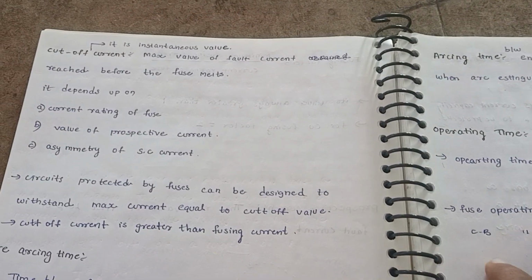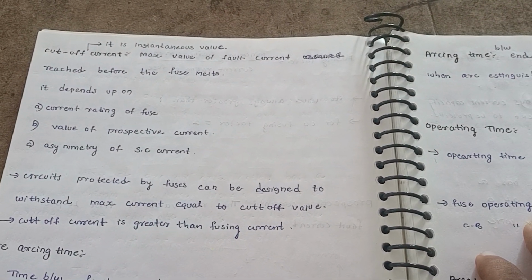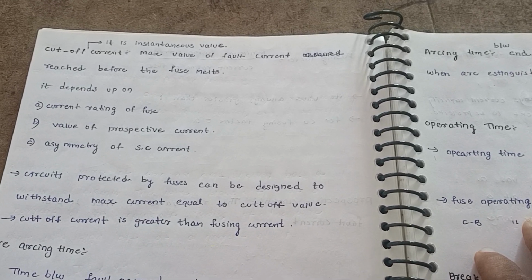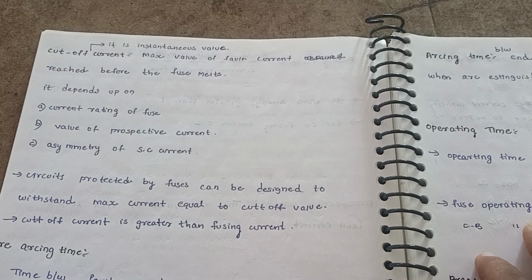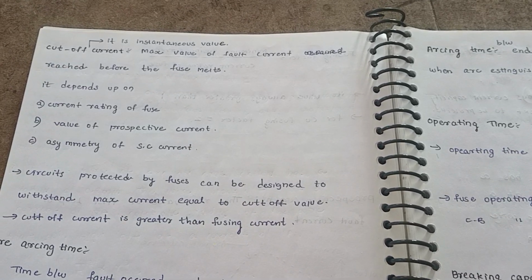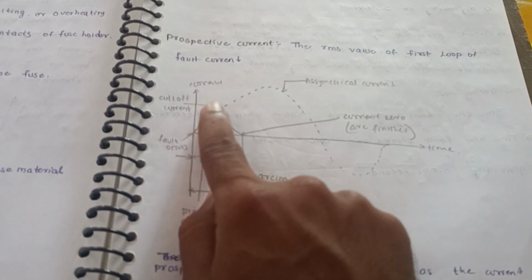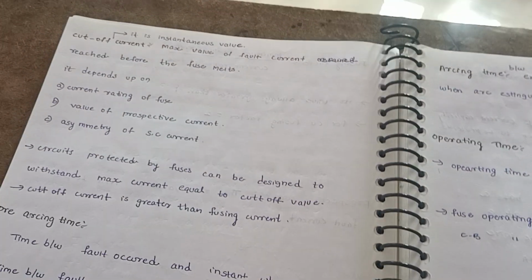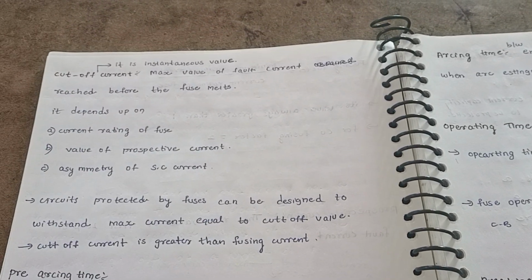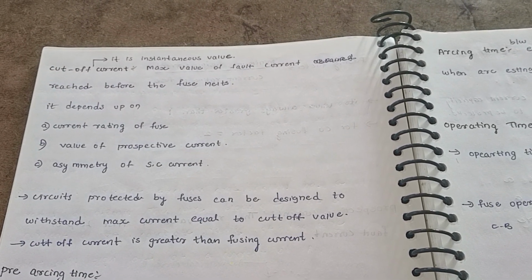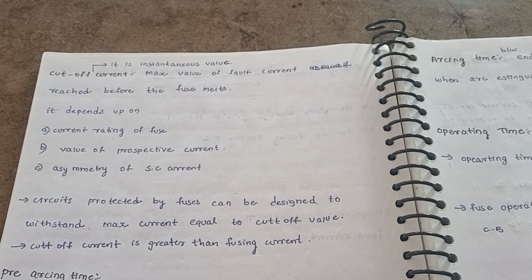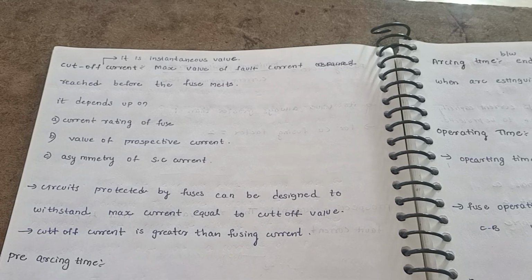Next, cutoff current. Cutoff current is the instantaneous value, the maximum value of the fault current reached before the fuse melts. Here in the graph is the cutoff current. Before the fuse melts, the maximum value of the fault current is known as the cutoff current.